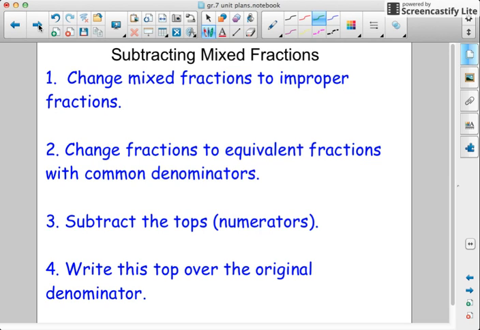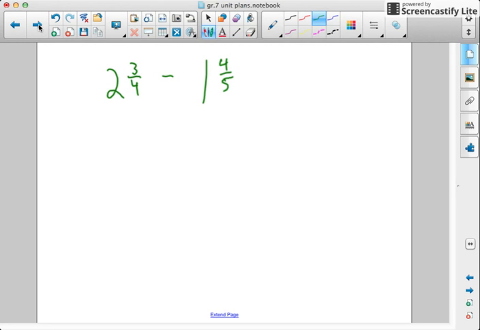Okay, let's go over subtracting mixed fractions really quickly. Subtracting, there's only one really good method, and that is very similar to method number one for adding. So change the mixed fractions to improper fractions. Change the fractions so that they have common denominators, and then subtract the tops, the numerators, and write this over the original denominator. So let's do an example.